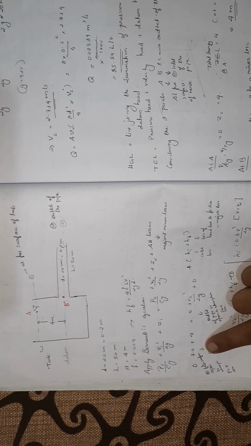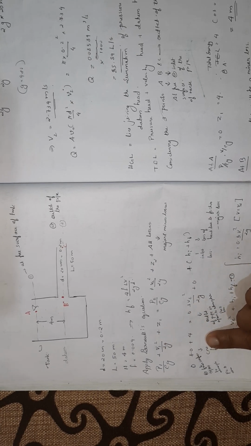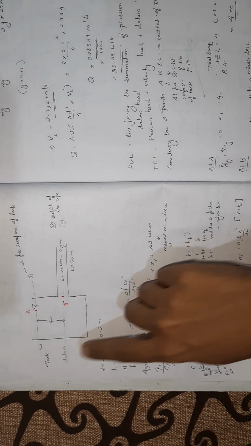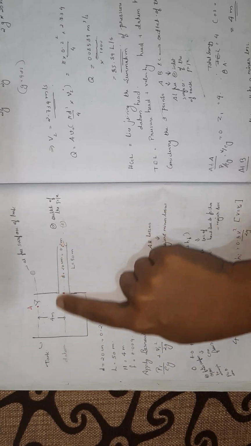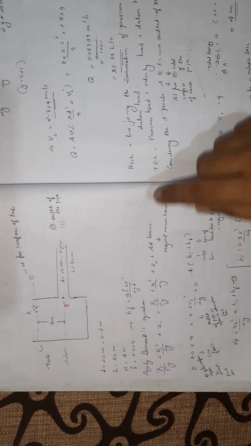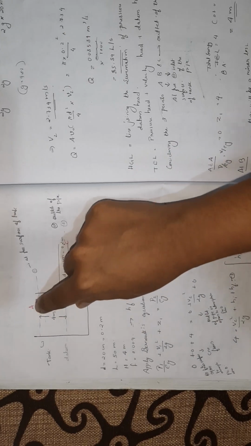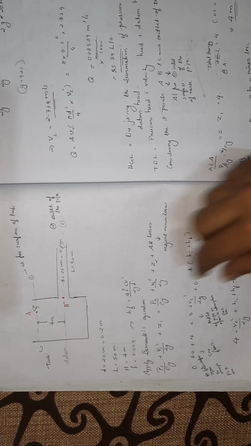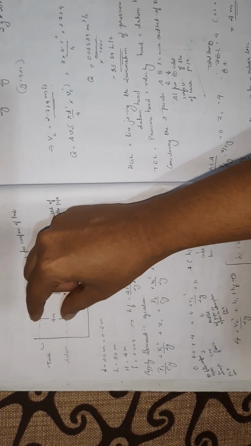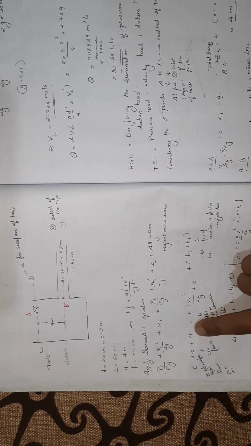So we can take V1 square by 2g as 0 and Z1, we are taking this point, that is the center of the pipe, as the datum. So what will be Z1? The height from that datum, isn't it? The head from that datum. So at this point the head from the datum will be 4. So we can take Z1 as 4.